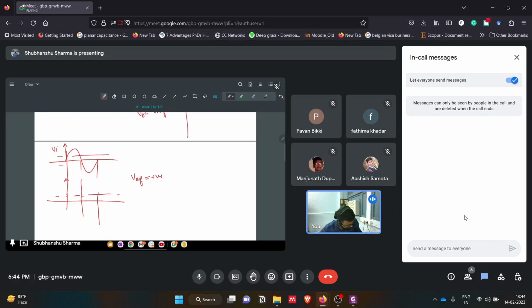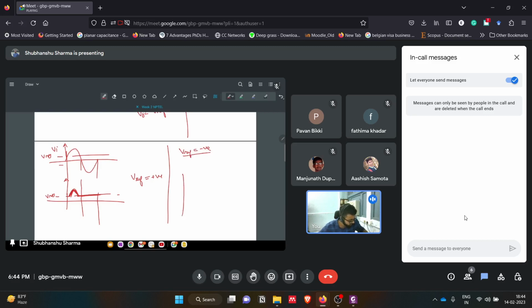This was the V reference. So this will be positive, the negative part will be clipped, so we'll get this wave. And the rest will be V reference. But what if we had V reference as negative?